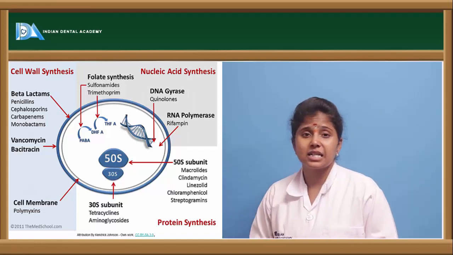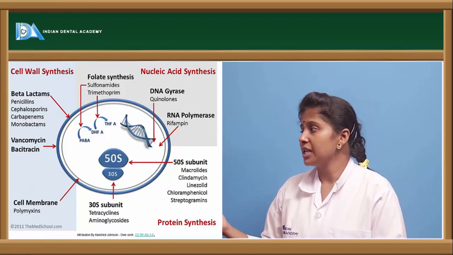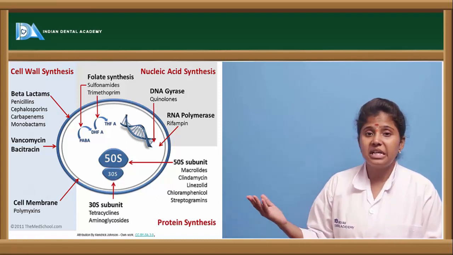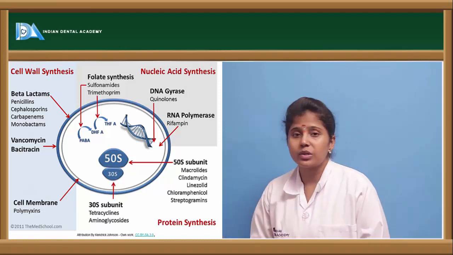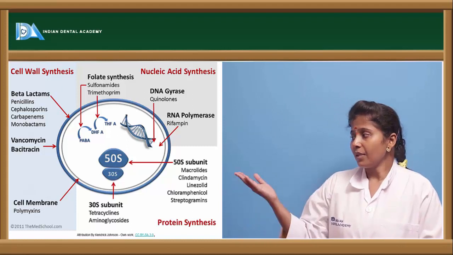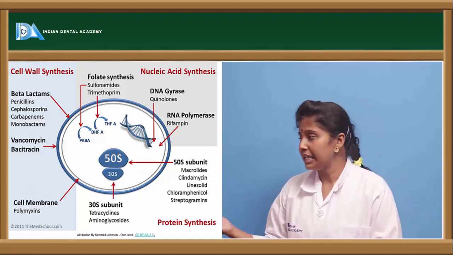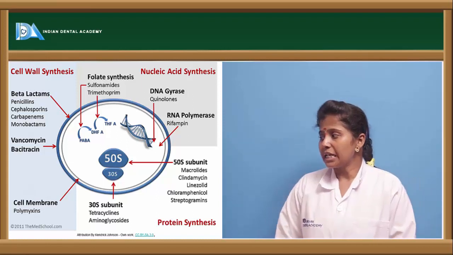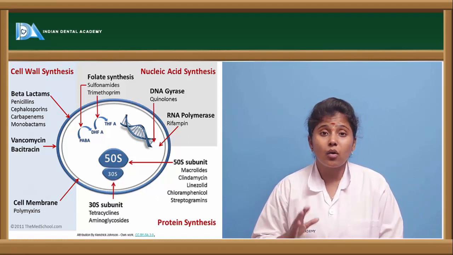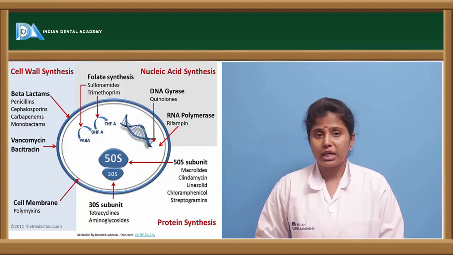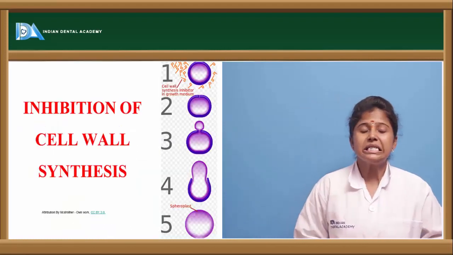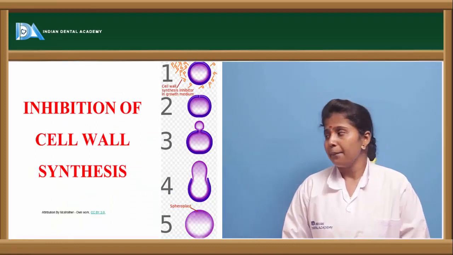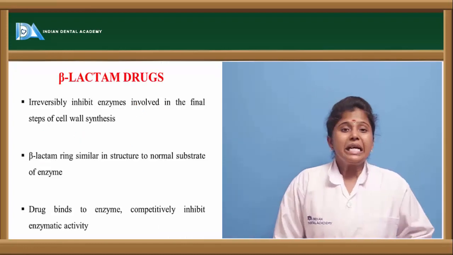For nucleic acid synthesis, they inhibit folate synthesis. The drugs like sulfonamides and trimethoprim do this, quinolones inhibit DNA gyrase, and rifampin inhibits RNA polymerase. And the drugs like macrolides, clindamycin, linezolid, chloramphenicol, streptogramins, tetracyclines and aminoglycosides are all drugs which inhibit protein synthesis. Now, let us see how the cell wall synthesis is inhibited and what are the drugs involved in the mechanism. So, beta-lactam drugs.